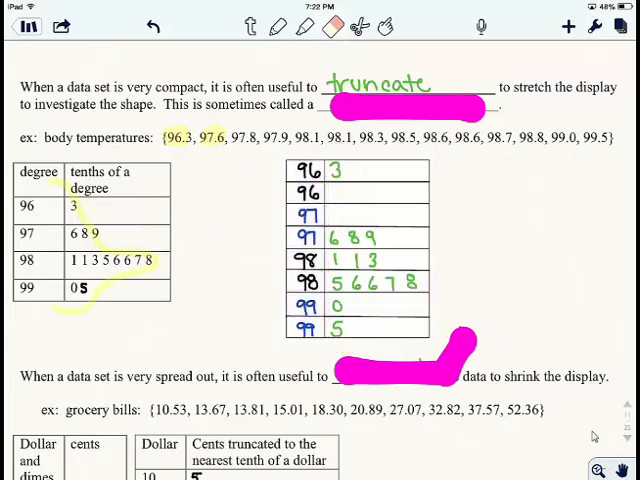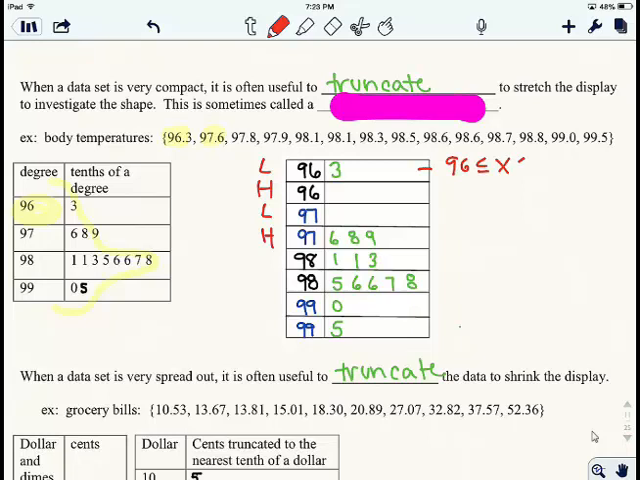Instead, if we split each stem into a low and high value and regraphed it, with this one being from 96 less than or equal to 96.5, and I should say less than but not equal to, and then this one being 96.5 up to but not equal to 97, we actually see there's a gap in our data where nobody was measuring their temperature, so it gives us more information.